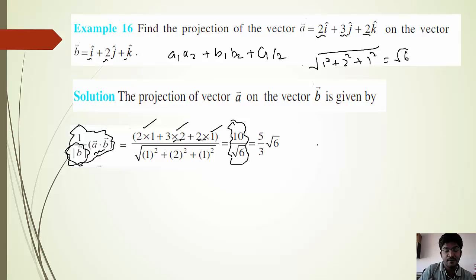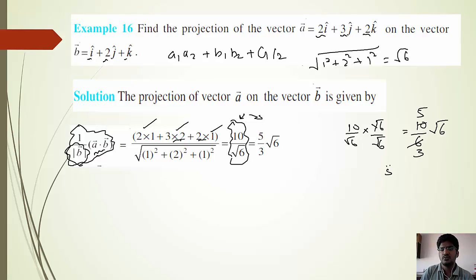Clear? Okay. So if you don't understand the simplification of 10 by root 6, you can see that you can write it in the form of, see, 10 by root 6. I will multiply here root 6, I will multiply here root 6. So it will be 10 root 6 by 6. This is nothing but 3 into 5. So that will be 5 by 3 root 6. So this is your answer.